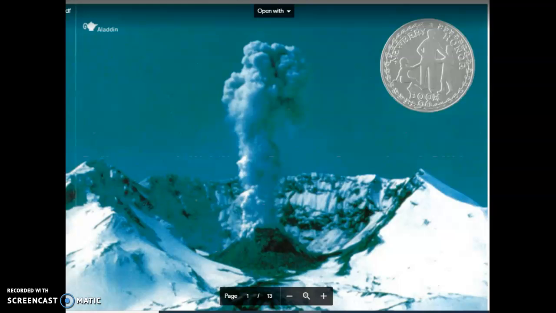Hello class, today we are starting a new book. Our new book is about volcanoes, and so we'll get into looking at that. We are going to be reading about the eruption of a volcano in 1980 in the state of Washington.